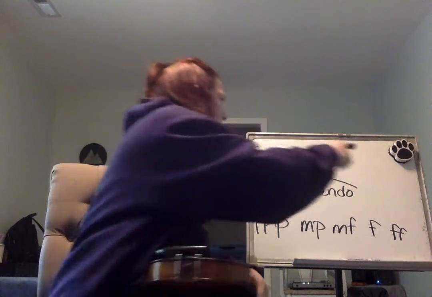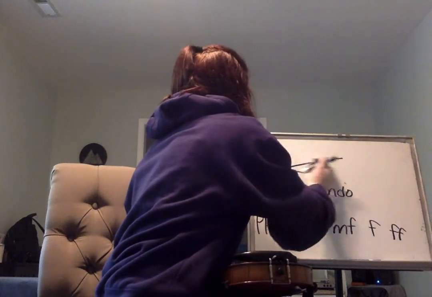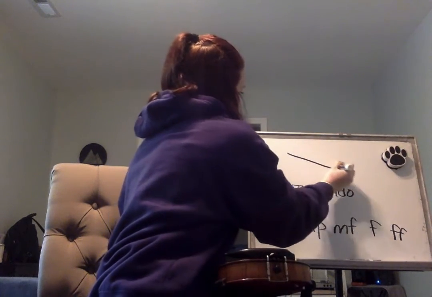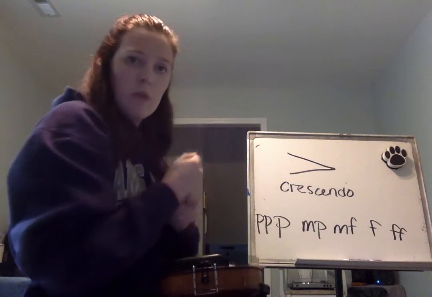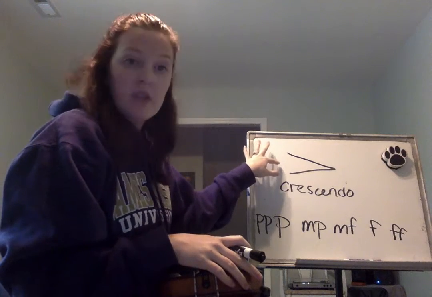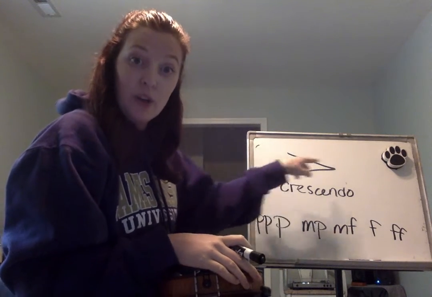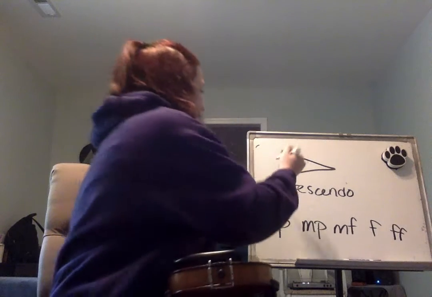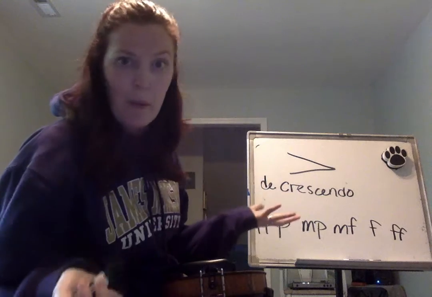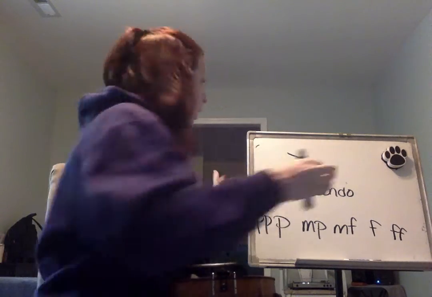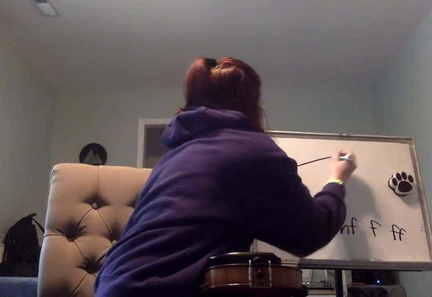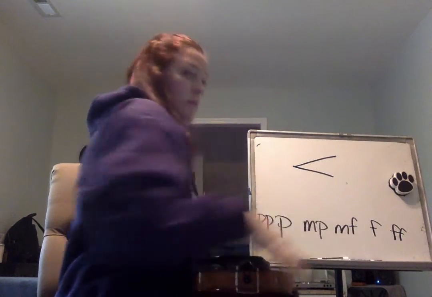Now, what do you think if I did this? What would happen? Greater than symbol, backwards alligator. This means you're going to go from loud to soft, and it's called a decrescendo. They weren't very creative with the names for these. So, crescendo sounds like this.